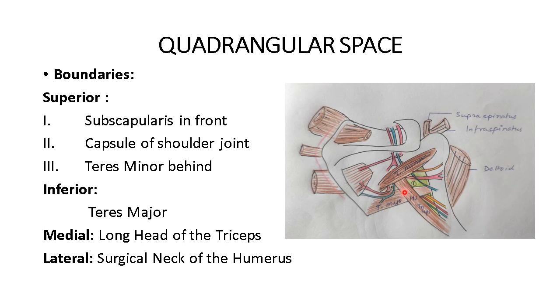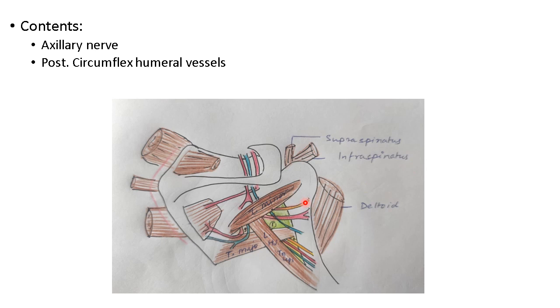Then you have one medial boundary and one lateral boundary. The medial boundary is formed by the long head of triceps muscle, and the lateral boundary is formed by the surgical neck of humerus. And then the contents are basically the axillary nerve. This is the axillary nerve. Then you have the posterior circumflex humeral vessels. This is the artery, and this is the vein. So these three contents you have to remember, which are present in the quadrangular space.